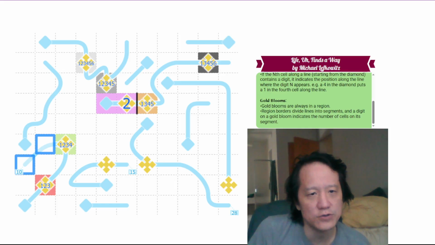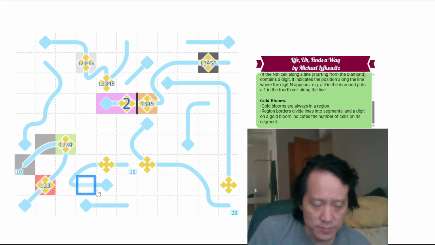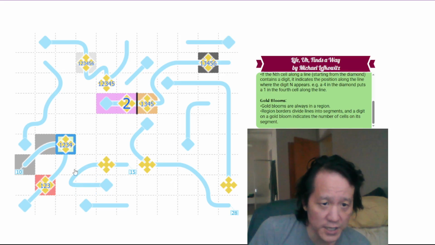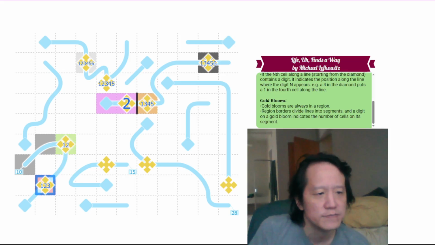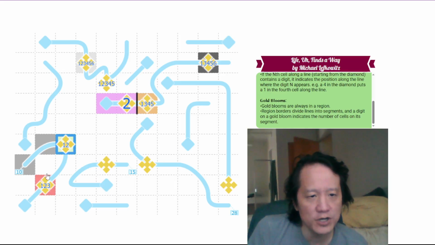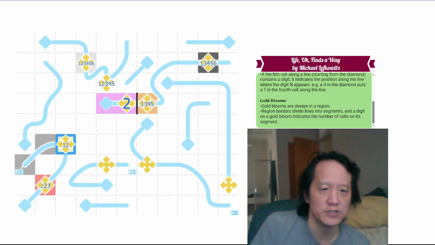I usually use medium gray as a region. Okay, we're not going to be using medium gray as a region. We're going to be using medium gray as not possible to be cells. So this cannot be 4 anymore. This has to be 1 or 2. And this is 1, 2, or 3. 4 cannot be in the second spot, so this must be just 1.